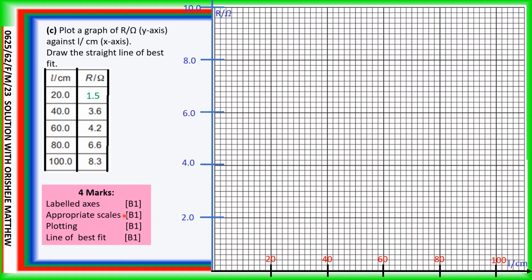So then the second mark is your ability to distribute the values into this. So the next one is plotting. So you plot your value for the first one. When the length was 20, resistance was 1.5. When the length was 40, resistance was 3.6. When the length was 60, resistance was 4.2. When the length was 80, resistance was 6.6. When the length was 100, the resistance was 8.3.